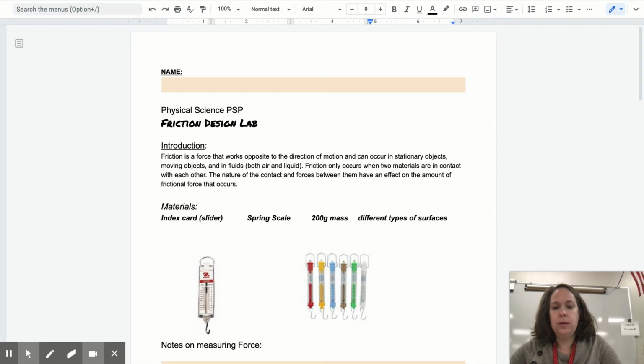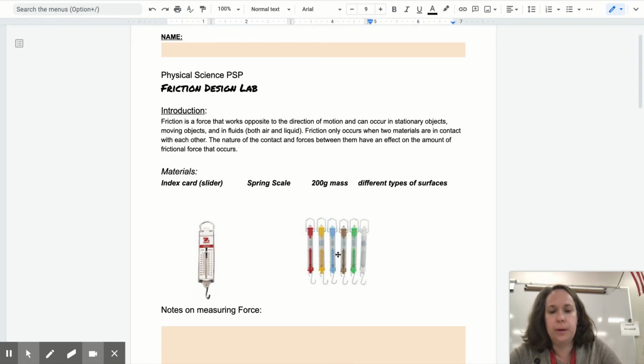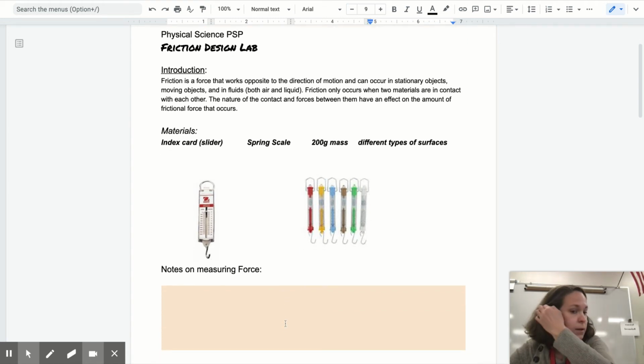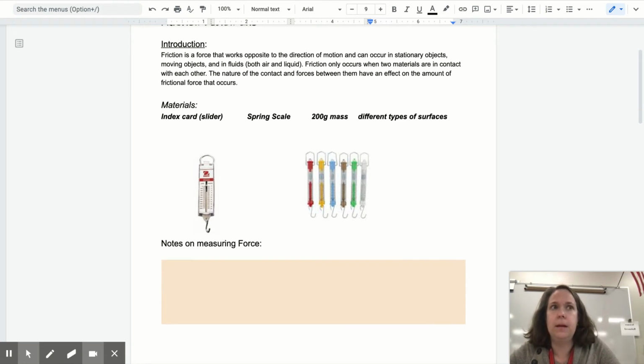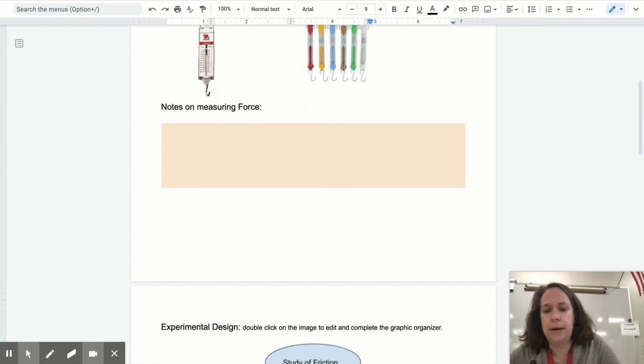So open up the document and you'll see some introduction about friction, some pictures of the equipment we're going to be using, and a space for you to put a little bit of notes about measuring friction. Take a look back at the slides that we discussed earlier in class, and you can use those to help you, or you can use the textbook. But put definitions, things like balanced forces, what is friction, and contact forces. All right.